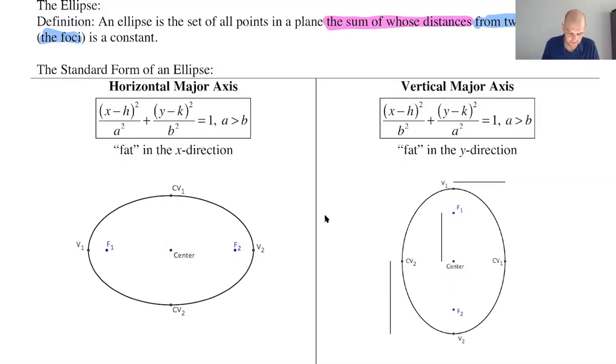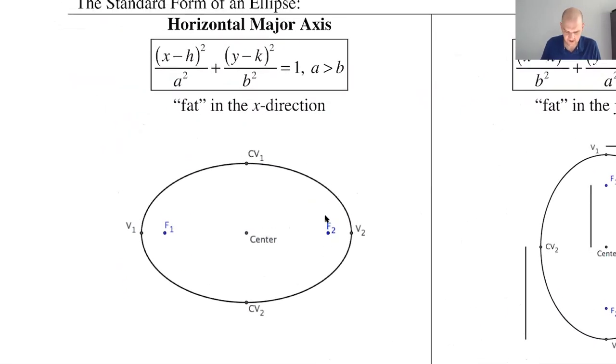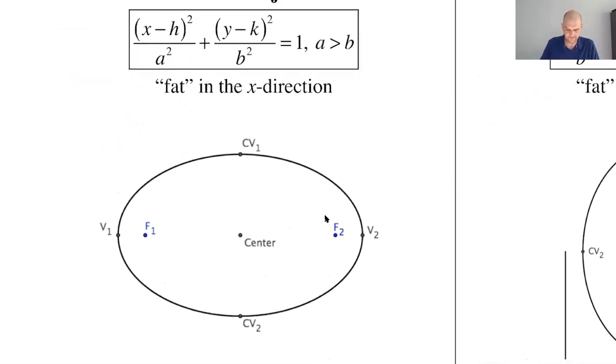Now a is bigger than b, which means if you look for the bigger number, because if you square a bigger number it gets even bigger, if you look for the bigger number in the denominator, it's telling you which way this thing is fat. So if the bigger number is under x, it's fat in the x direction. If the bigger number is under y, it's going to be fat in the y direction. That's literally how I remember this. Now let's figure out what a, b, and something called c are going to be.